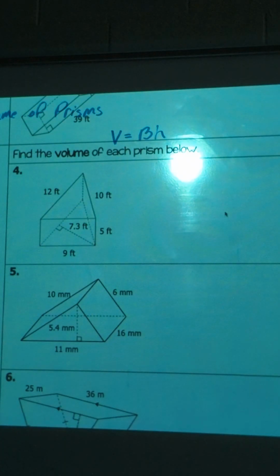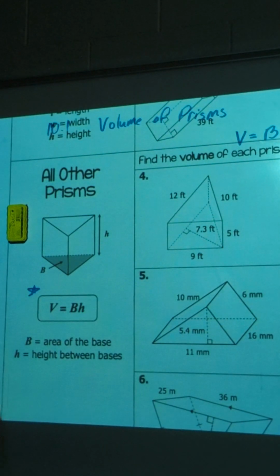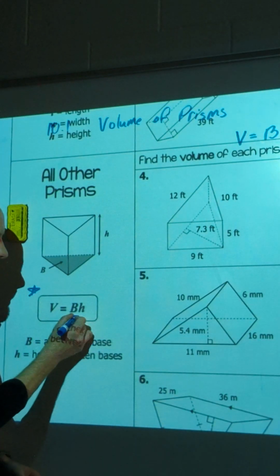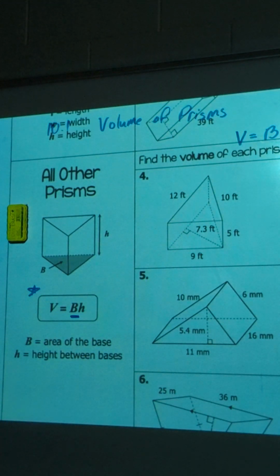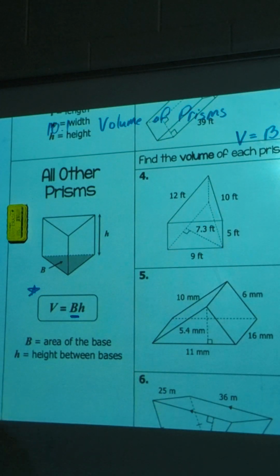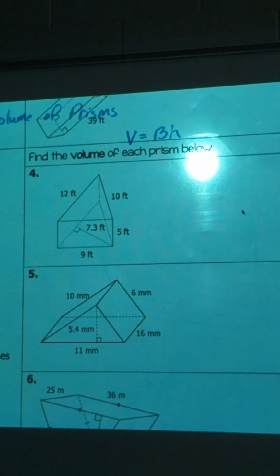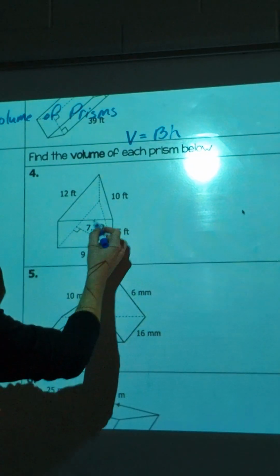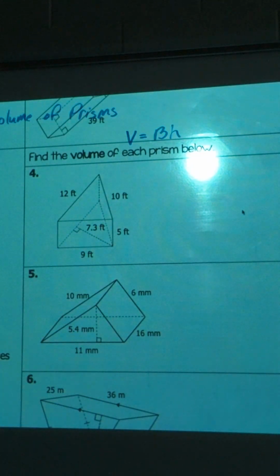The only thing that is going to change is how I get that area, right? That area of the base. If it's a triangle, I'm going to have to use the formula for a triangle. If it's a trapezoid, I have to use the formula for a trapezoid. If it's a cylinder, the base would be a circle, and I'd have to do the area of a circle. Okay. So on this one, the base is going to be this triangle.